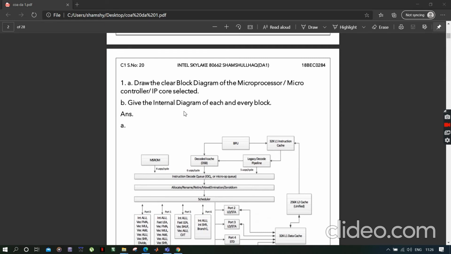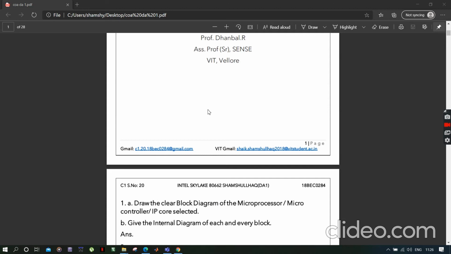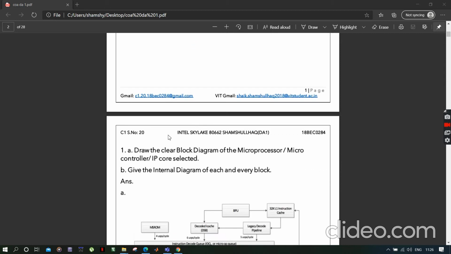Here is the first question. By the way, my microcontroller is the Intel Skylake processor. It was manufactured in 2015. It is used in many PCs. It's mostly used in computers, and it's a microprocessor.